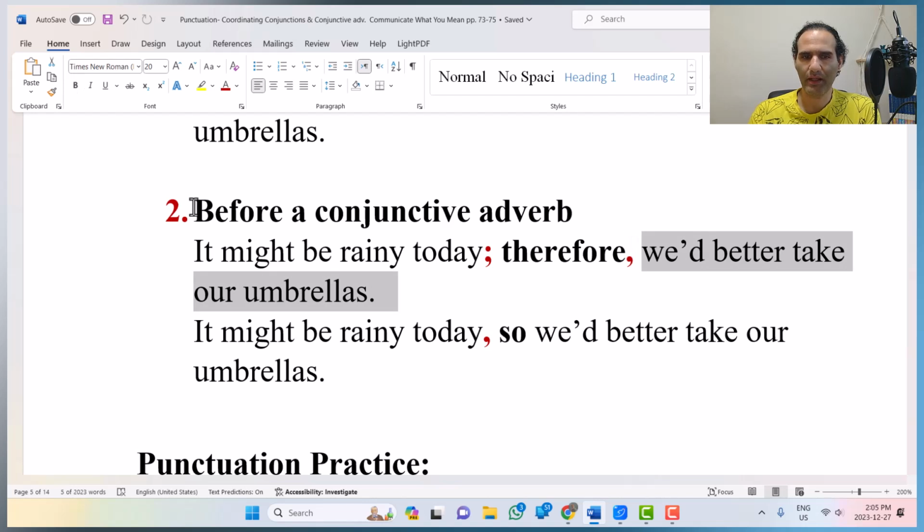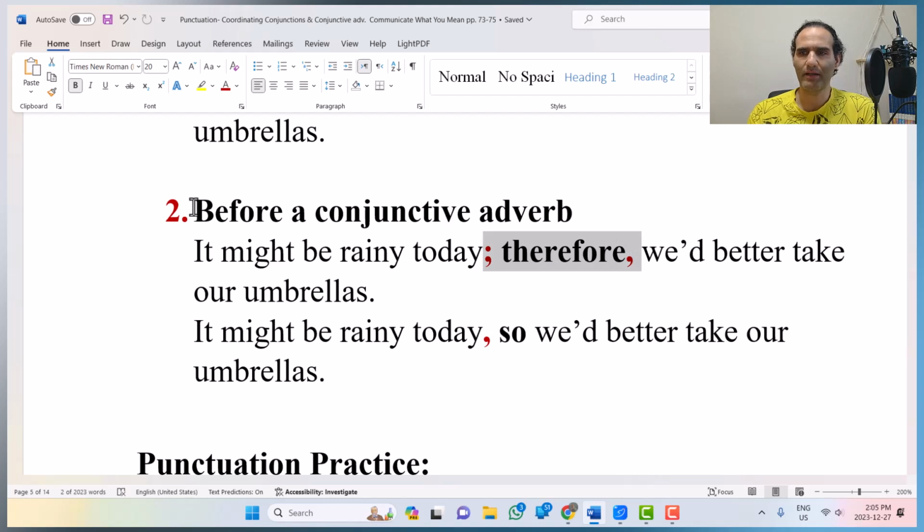"We better take our umbrellas." Or "it might be rainy today, so..." with a coordinating conjunction, just a comma. With a conjunctive adverb, semicolon, comma. Okay?